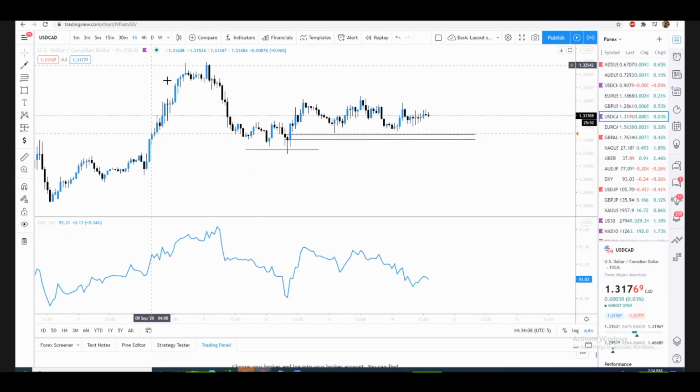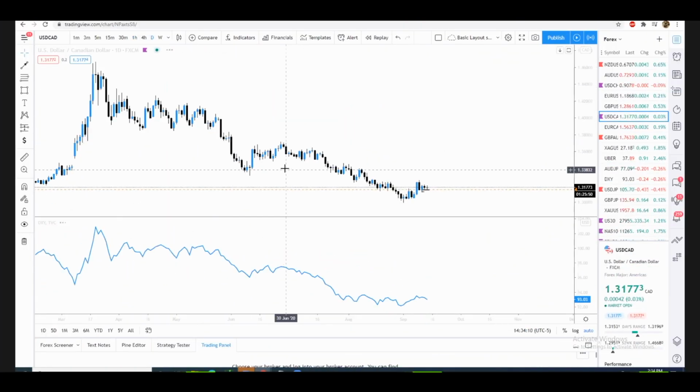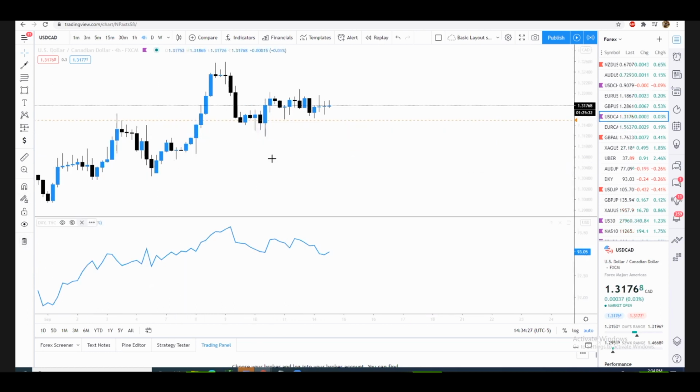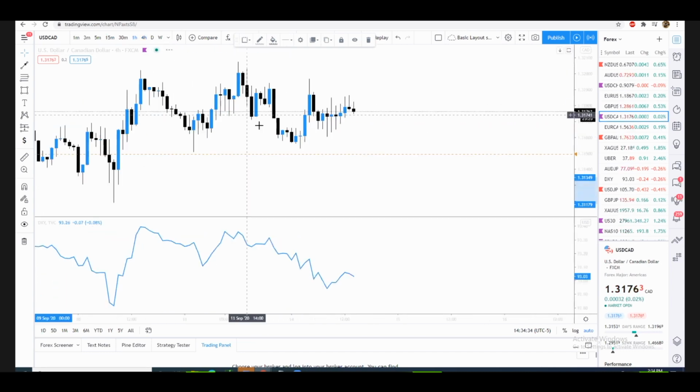USD CAD. I am interested in this. You have this down candle. We stretched up, left imbalance, and then we filled the imbalance. On the 4 hour, this is that same imbalance, and we filled that.